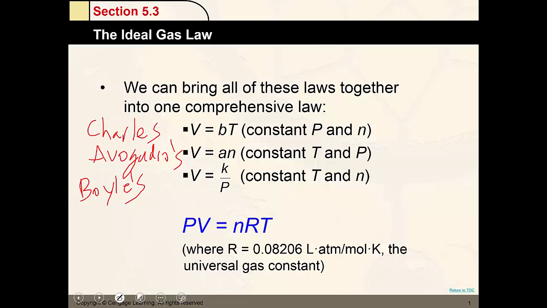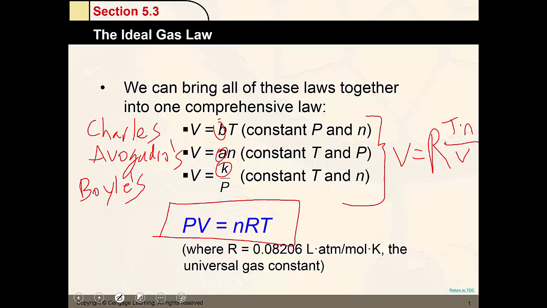Okay, and when you combine these three laws, you will get the fact that volume is equal to R, which is some constant, combining the constants of Boyle, Avogadro, and Charles, times T times N, T being temperature, which has to be always in Kelvin, N, which is moles, and divided by pressure. And these units are important when we look at the rearranged ideal gas law.